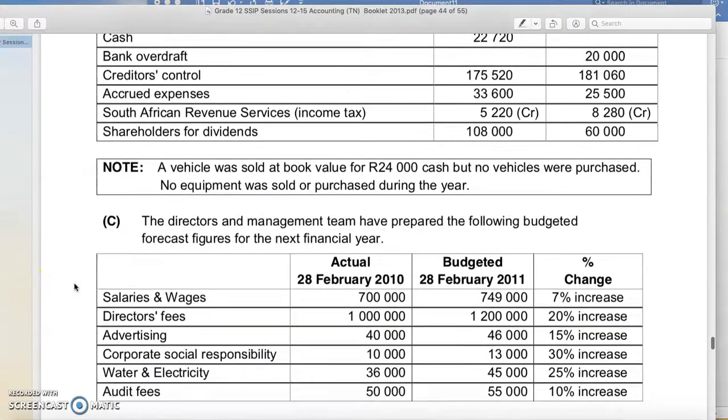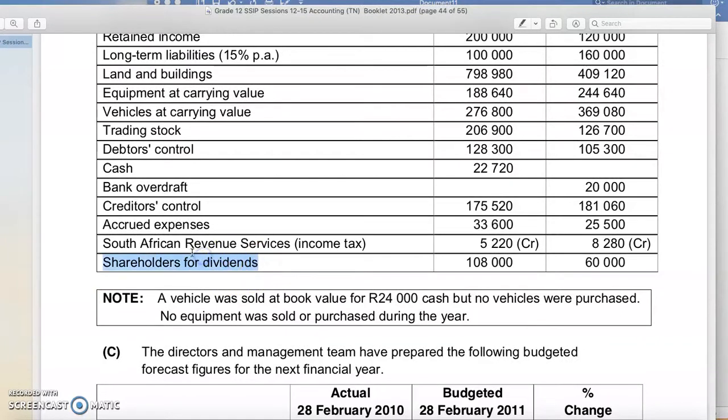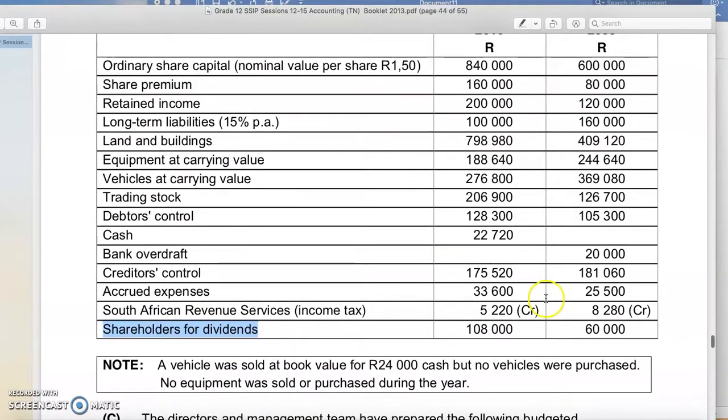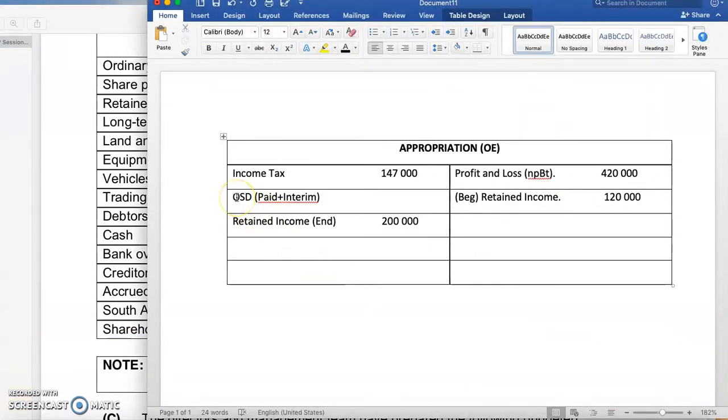Ordinary shareholders dividends. We do have shareholders for dividends, and as you know, this is the final amount. Once again, sorry, not ordinary shareholders for dividends. That is incorrect. It's ordinary share dividends, or dividends on ordinary shares, not shareholders. I apologize. So I'm going to write it: ordinary share dividends.